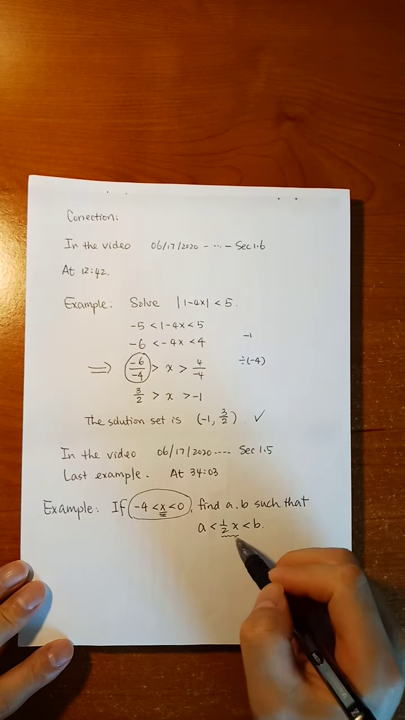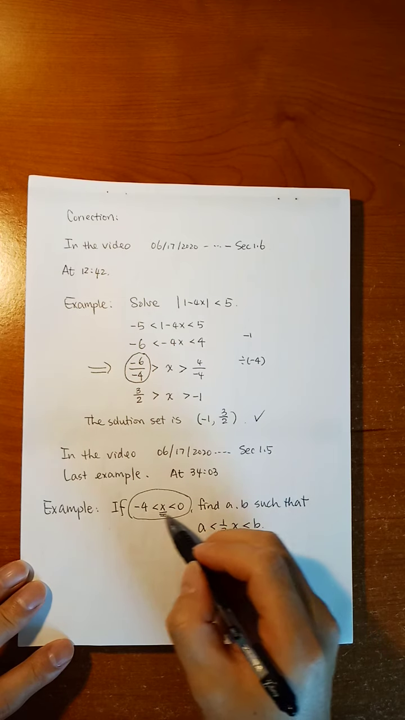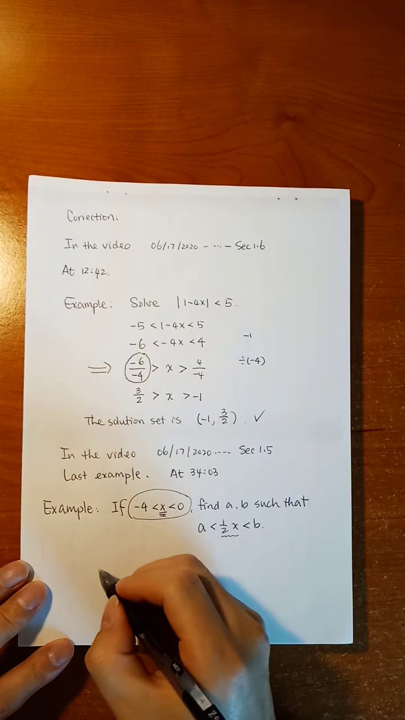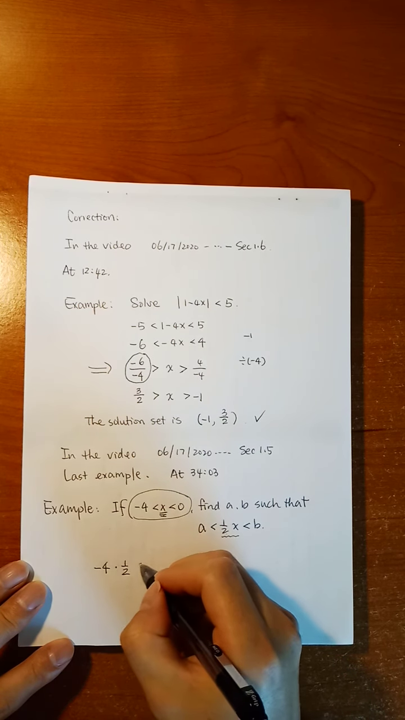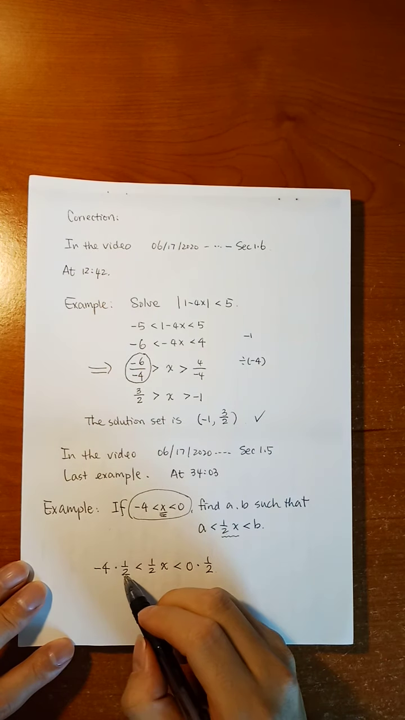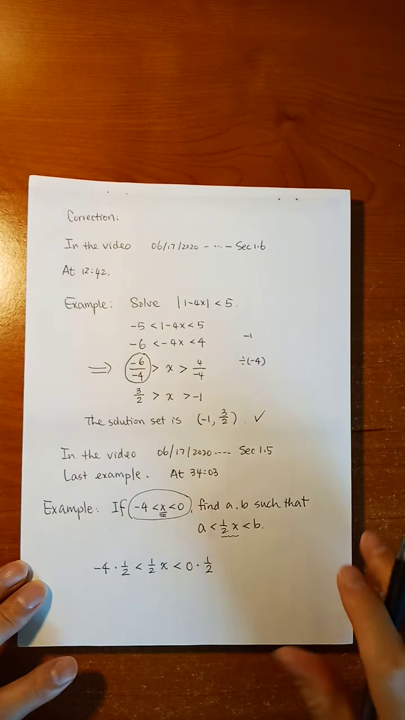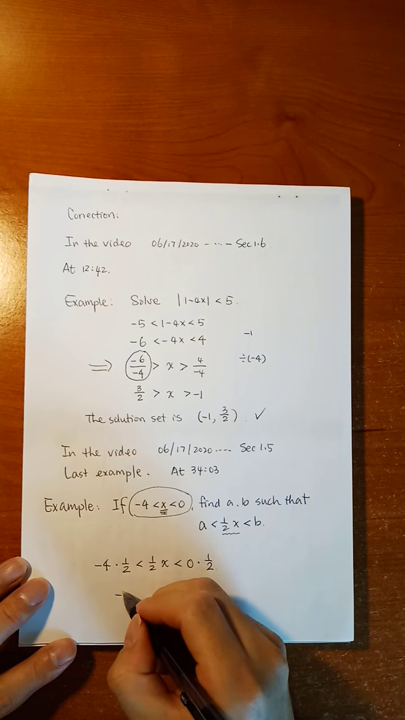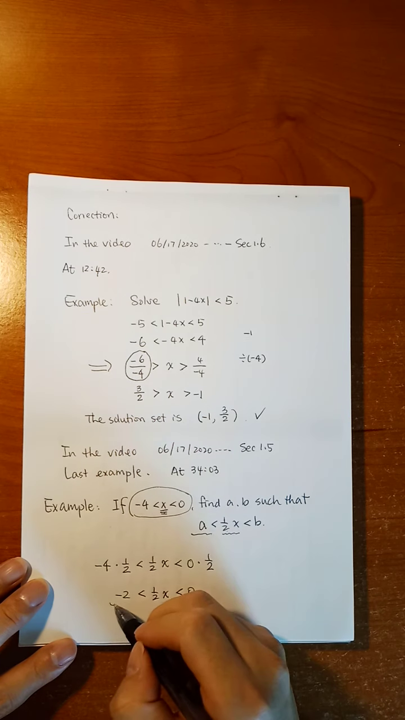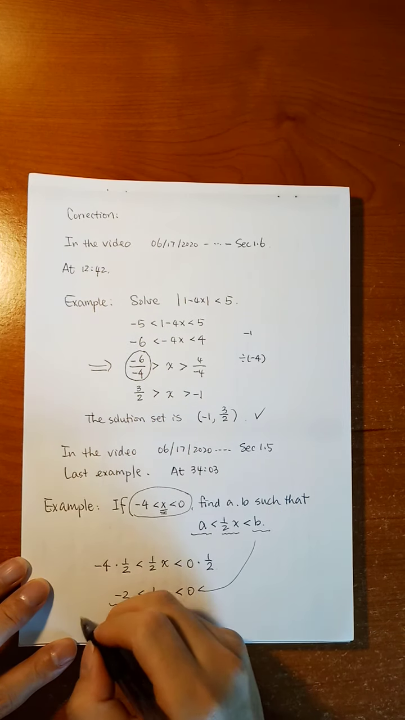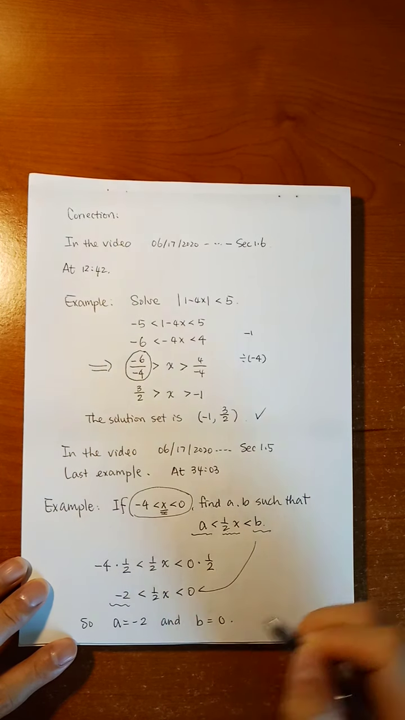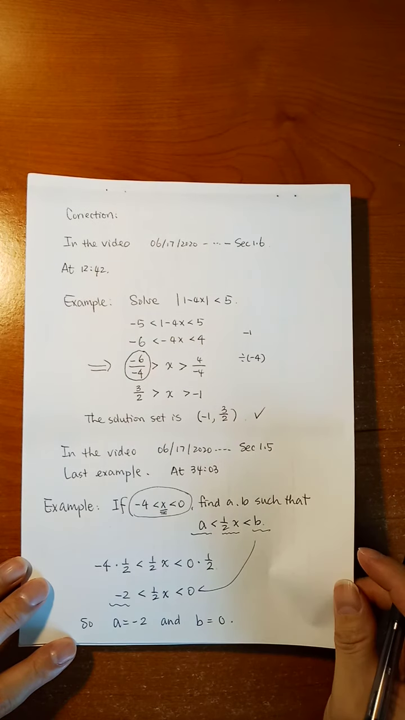So here you have x. This place you have 1/2 x. You just multiply this inequality by 1/2. So you multiply the given condition by 1/2. Negative 4 times 1/2 is positive, so you preserve the direction. Negative 4 times 1/2 is negative 2. 1/2 x is 1/2 x. 0 times 1/2 is 0. So a is negative 2. b is 0. And that's it. Let's do more examples.